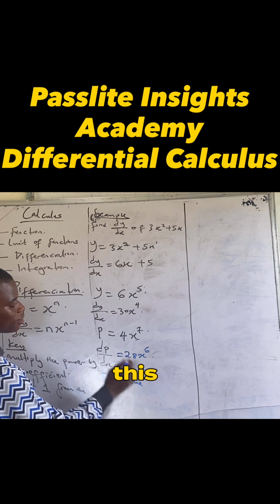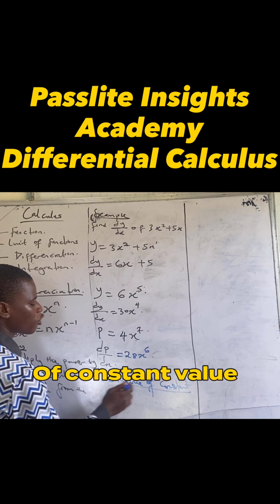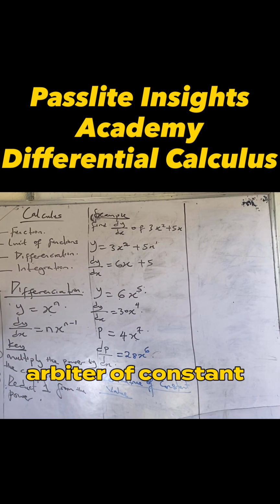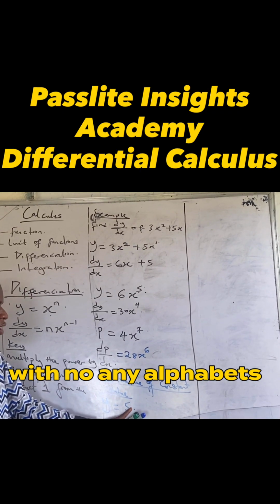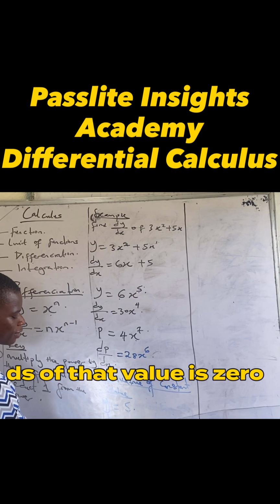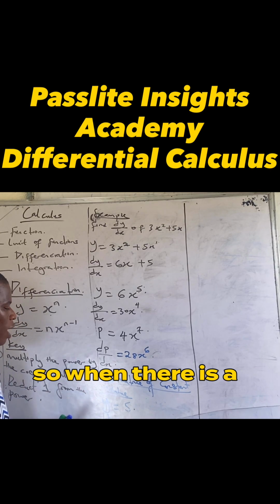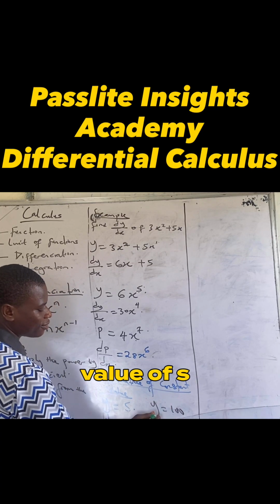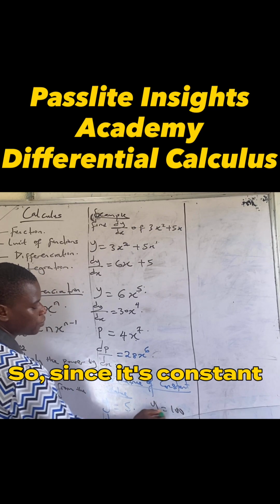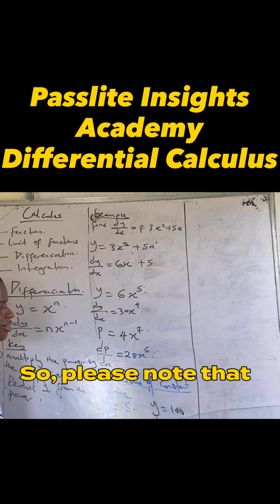Then we also have derivative of constant value. So when you see derivative of constant value, y is equal to 5 with no alphabet, the dy ds of that value is 0. So when you see a constant value, even though it's 100, y is 100 with no value of s, dy over ds there is 0. So since it's constant, please note that.